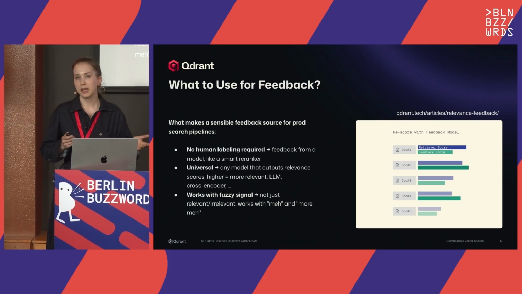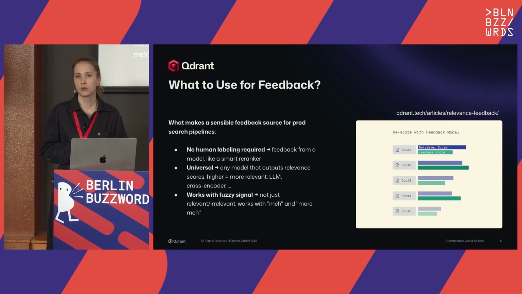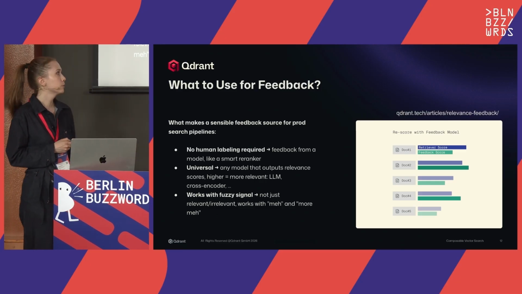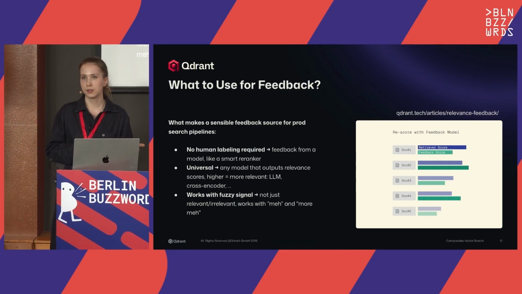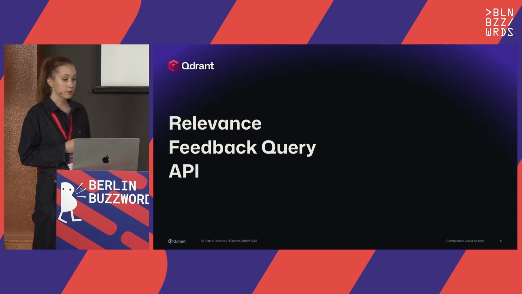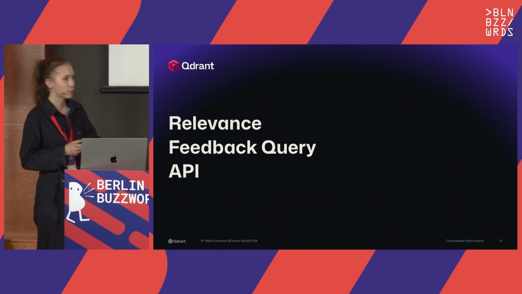What can you use? Basically everything. Your custom learning to rank, your cross-encoder, your agent, whatever is able to score your query against your search results in the interaction and provide a fine-grained score. And that sums up into a relevance feedback query API, which you can use, and you can check how it's done because it's open source, so all the cards are open.